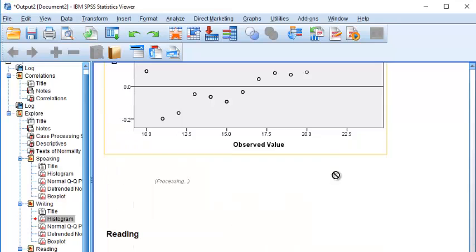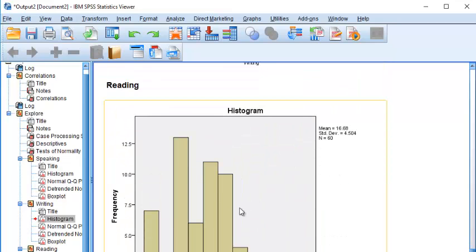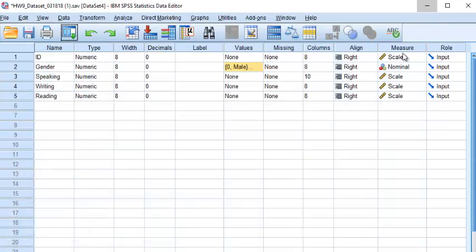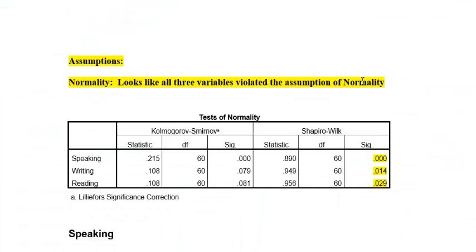And let's look at the last one. Reading, that is not normal either. So none of the data is normal. They all violated the assumption of normality.